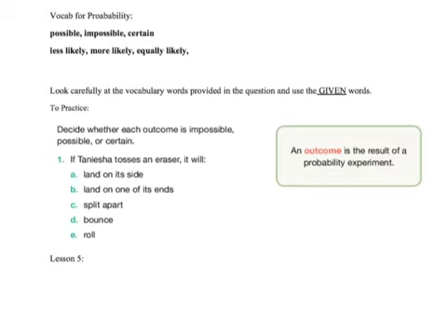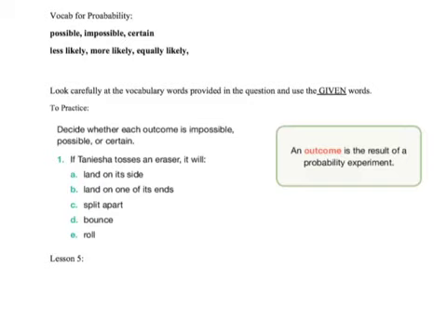We're going to do a quick little practice. Look carefully always for the vocabulary words that are provided in the question and use those words. Do not use any of the other ones. Use the words that they've asked you to use. Press pause now and practice using the words impossible, possible, and certain to describe the likelihood of the events here.